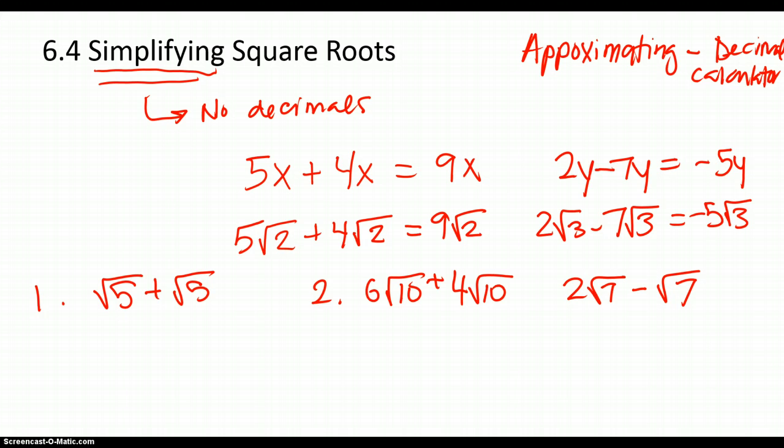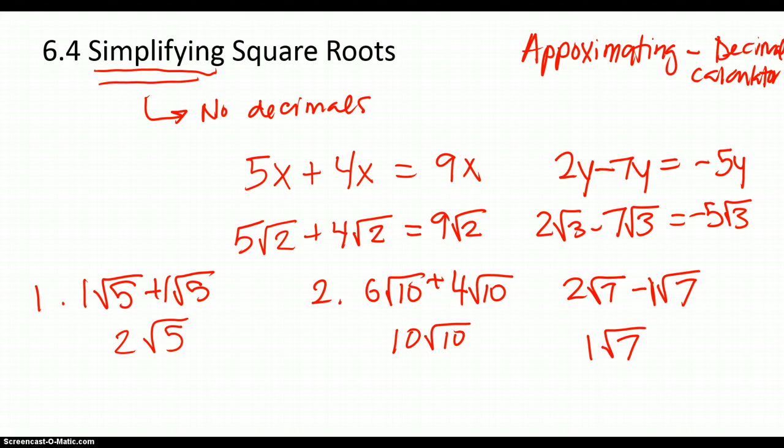Okay, so just like if these were x's, if there's nothing out front, we can put an imaginary 1 there. We can put a 1 in front of anything. So this would be 2 square root of 5. These are like terms, so 6 plus 4 is 10, and it just stays a square root of 10. Put an imaginary 1 here. 2 minus 1 is 1, and we have a square root of 7. Okay? So, that is the idea there.